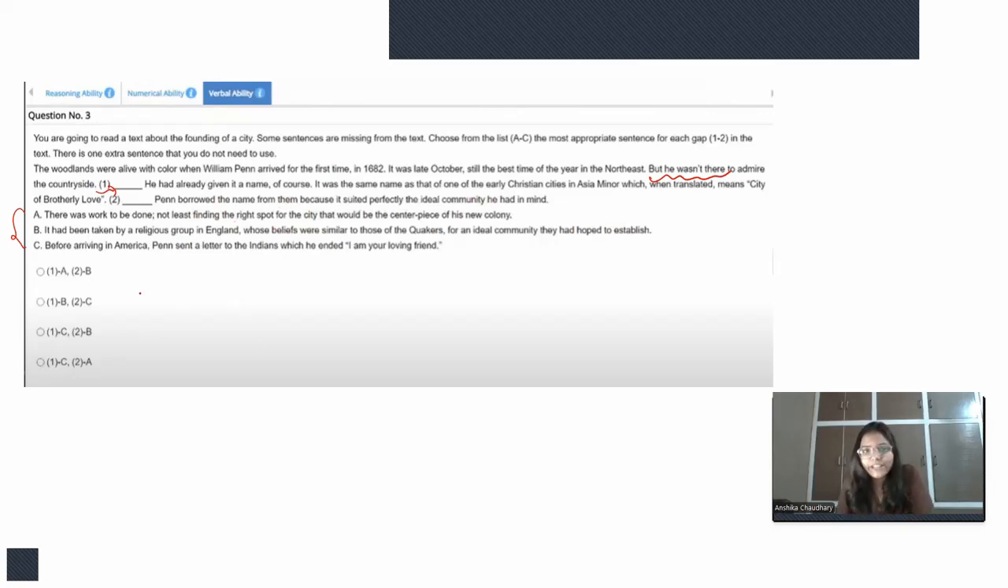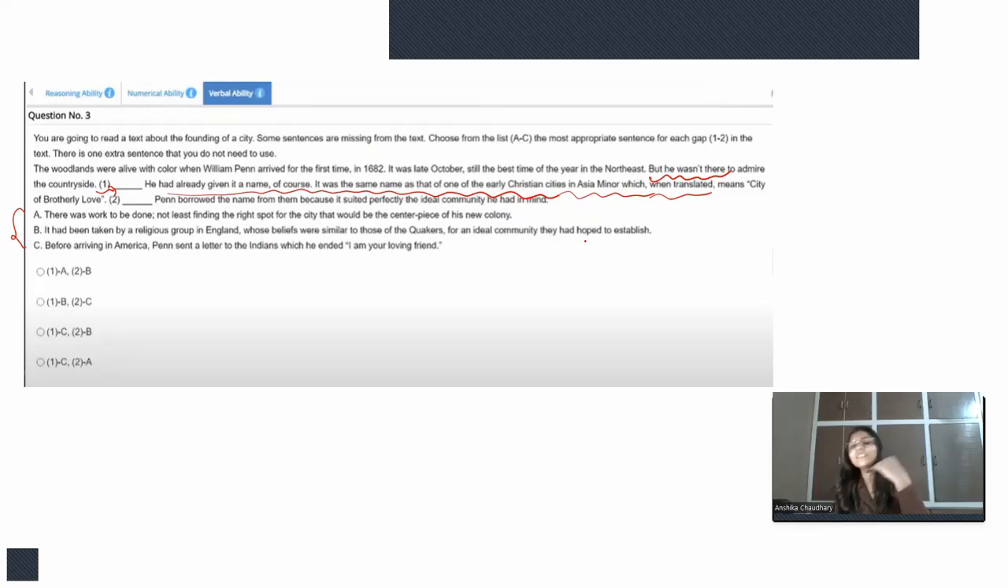Let's move further and read the options. It had been taken by a religious group in England whose beliefs were similar to those of the Quakers for an ideal community they had hoped to establish. Or, before arriving in America, Penn sent a letter to the Indians, in which he wrote, I am your loving friend. So if we see that after the first blank, he had already given it a name. Of course, it was the same name as that of the early Christian cities in Asia Minor, which when translated, is something religiously related, right?